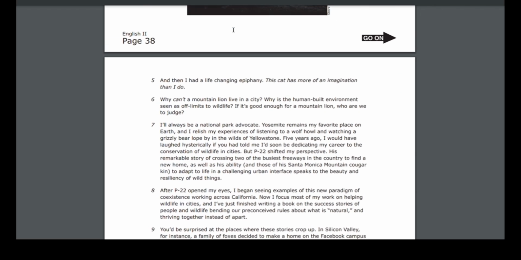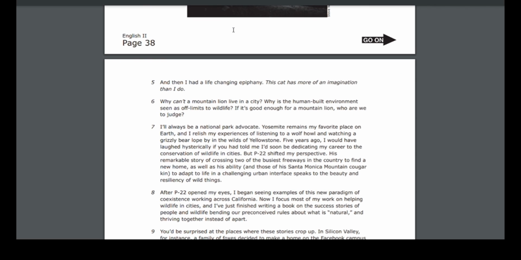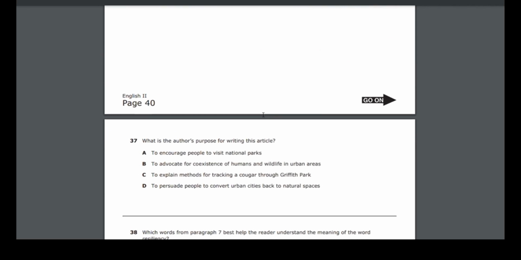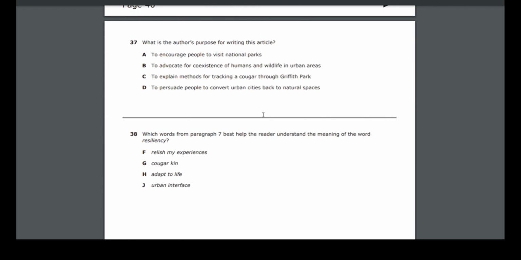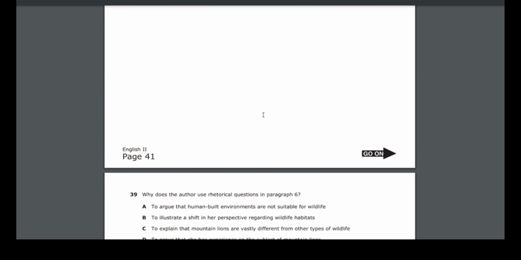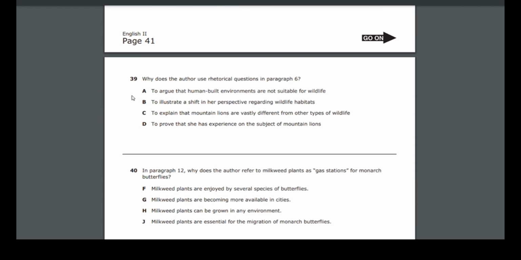And we know that this is all based on mountain lions living in the middle of a populated area. So why can't a mountain lion live in a city? Why is the human-built environment seen as off limits to wildlife? If it's good enough for a mountain lion, who are we to judge? So all of that sounds like they're advocating for the mountain lion to just be able to live without human interference. So we find that answer here.